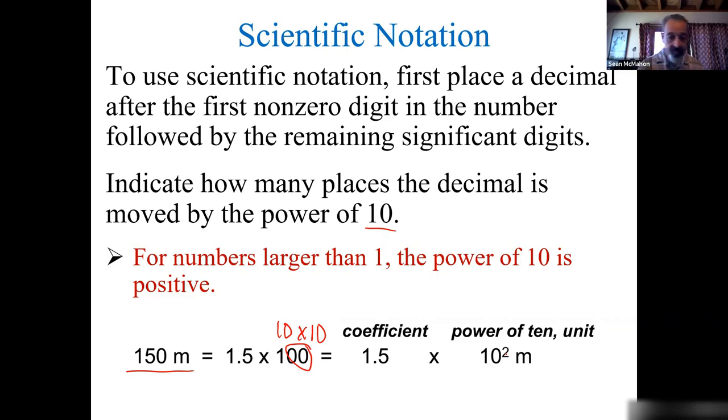Why is it positive? Well, this number is bigger than 1. So then my exponent is positive. Why is it a 2? You don't want to write 1.5 times 100 and then that's 10 times 10 to figure that out. You just go here where the decimal would be, because this is the ones place, and go over 1, 2. So it's move the decimal 2 times after the first non-zero digits. The number is bigger than 1, positive.